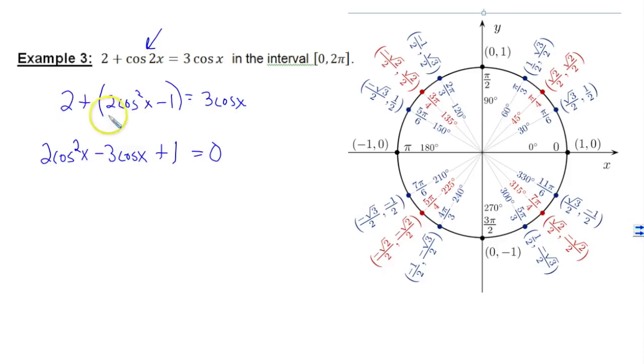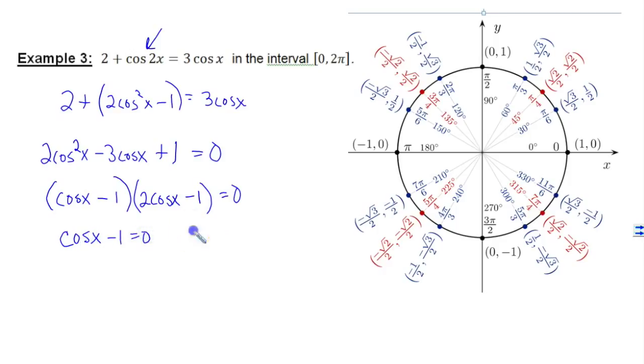Okay, so I subtracted 3 cosine x, and I just reordered it so that I've got a quadratic. And I'm going to factor it. Cosine x minus 1 times 2 cosine x minus 1. This is a factorable quadratic, and this is how it factors. I'm going to put each of those equal to 0. Cosine x minus 1 equals 0. 2 cosine x minus 1 equals 0. I'm going to solve for each of these. Cosine x equals 1, and cosine x equals 1/2.